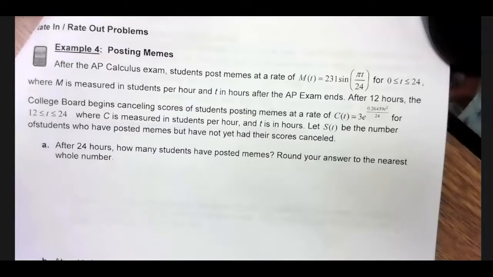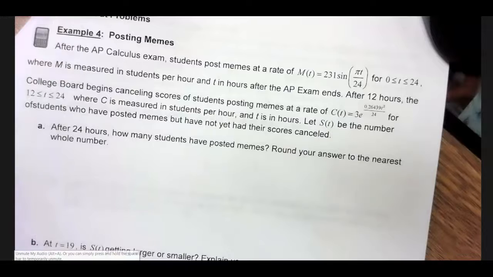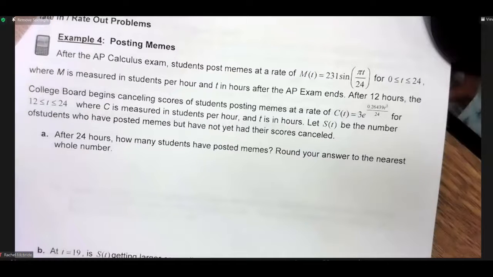Yes. And this is actually based on an actual situation that happened a couple years ago. After the AP Calc exam, there was a question about potatoes and bananas, and a bunch of kids posted memes about it. And they actually got in trouble, because they posted it too quickly after the exam was given or turned back in. You're not allowed to post or talk about it for so many hours.